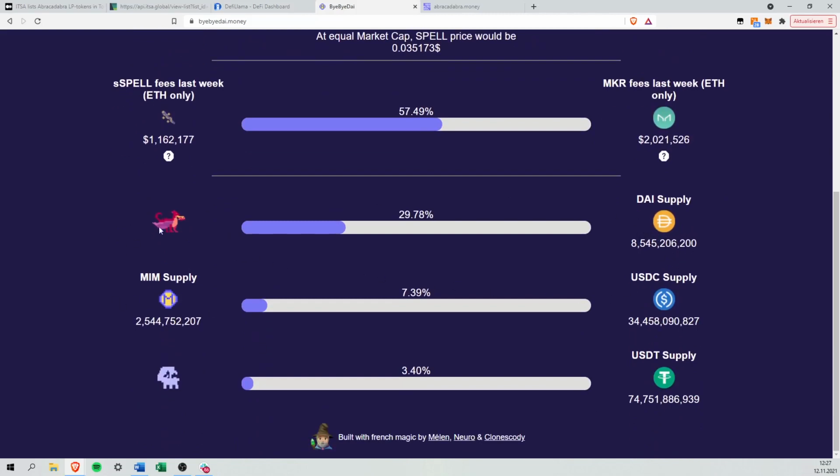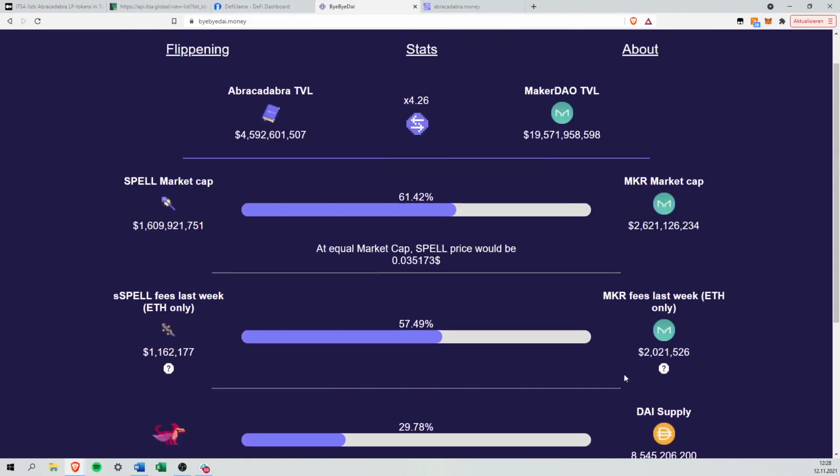DAI, and then compared to MIM. So we have 30% with DAI compared between MIM and DAI, and then MIM has already 7.34% of the market cap of USDC and 3.4% of USDT. USDC and USDT being the two biggest stablecoins. However, both issued in the form of a tokenized fund. So here we have Circle as the issuer, and here we have Tether Limited.